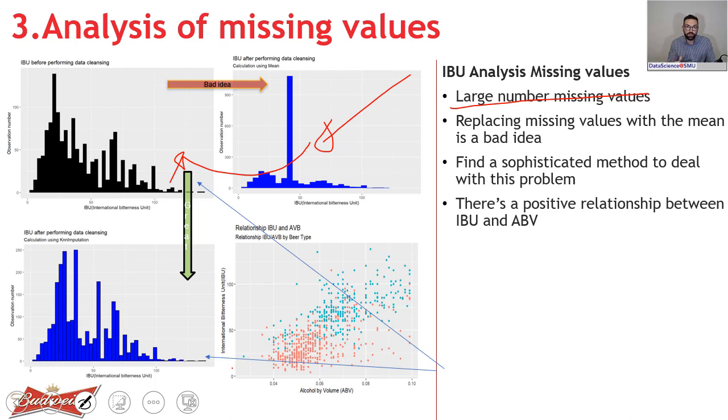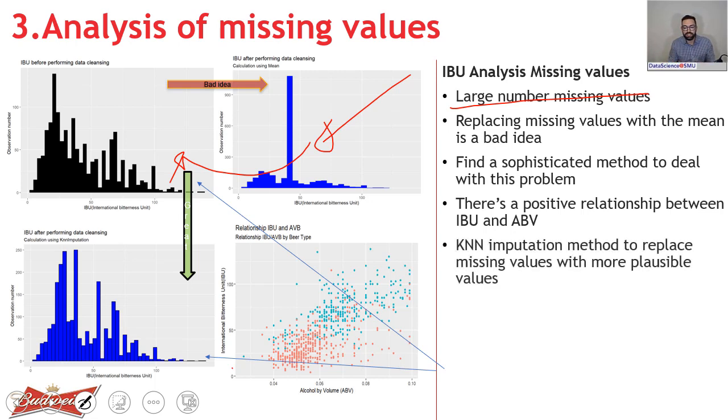Okay, first of all, there's a positive relationship between ABV and IBU. And this idea gave us the possibility of implementing the KNN imputation method because we can predict the missing value based on these variables, right? And finally, this is the resulting distribution, very similar to the initial distribution, and that's what we did to replace the missing value for IBU.